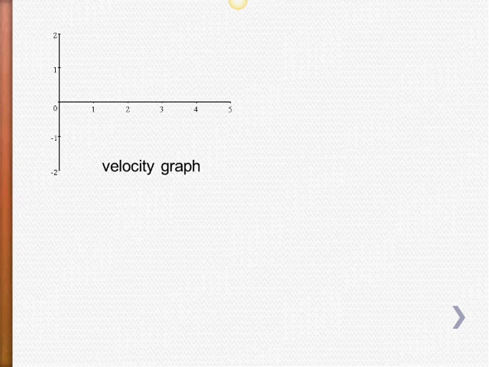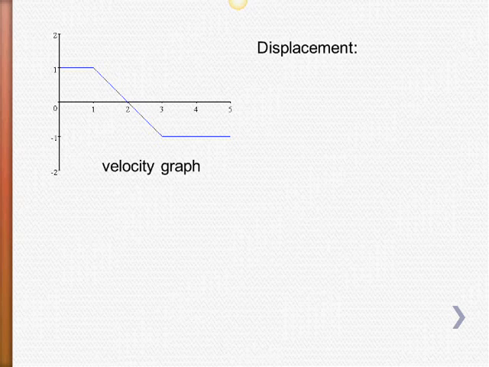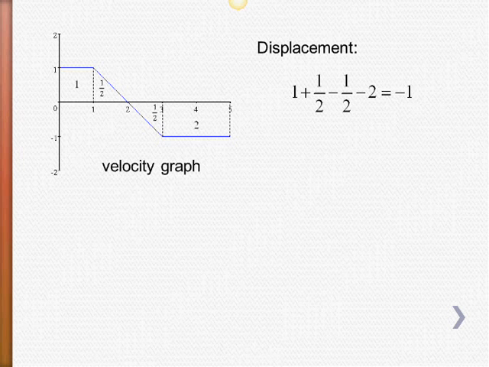Okay, so we have a velocity graph here. We're going to answer a few questions about this velocity graph. If I asked you to find the displacement, displacement is the net area, and so that first piece is an area of 1. Second piece is 1/2. The third piece is 1/2, but it's below the x-axis. And that last piece is an area of 2. So with displacement, you have to take into account their positive and negative values. So we have 1 plus 1/2 minus 1/2 minus 2. So our displacement is negative 1.